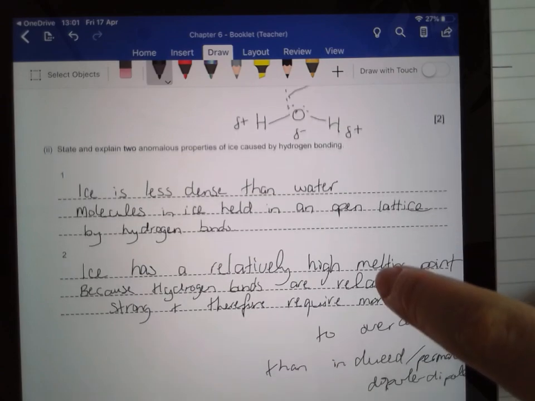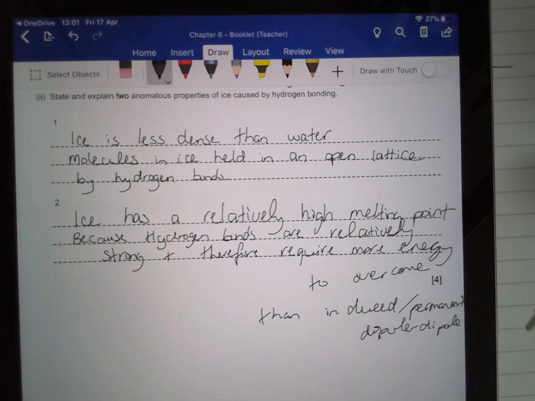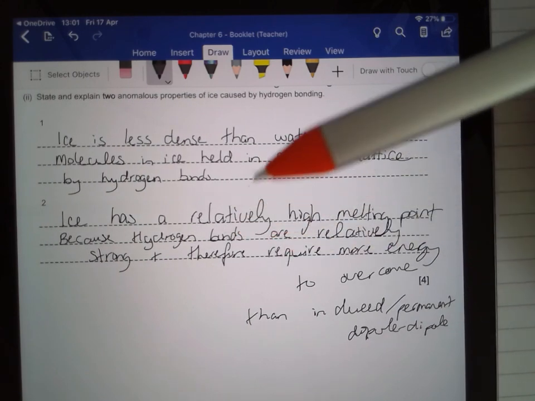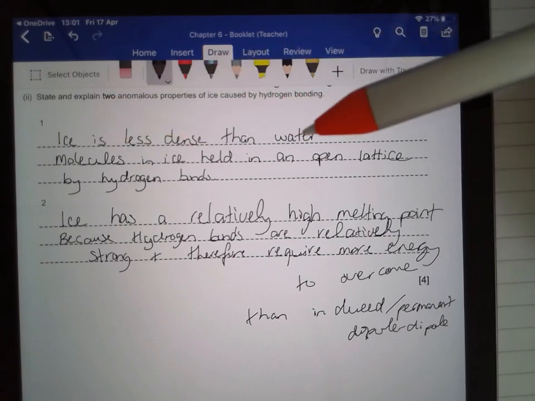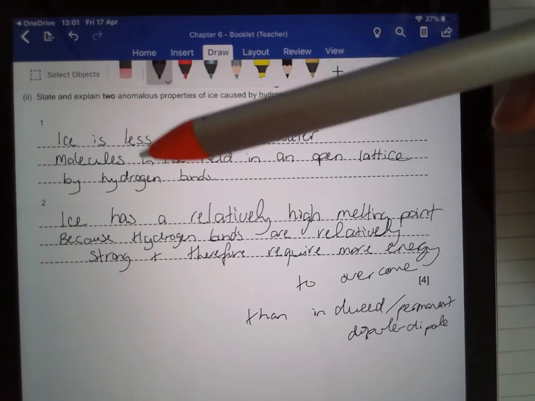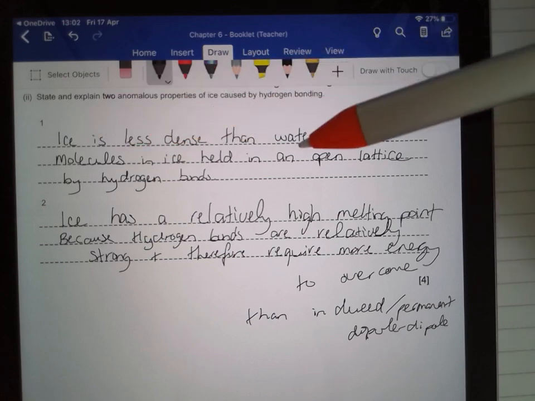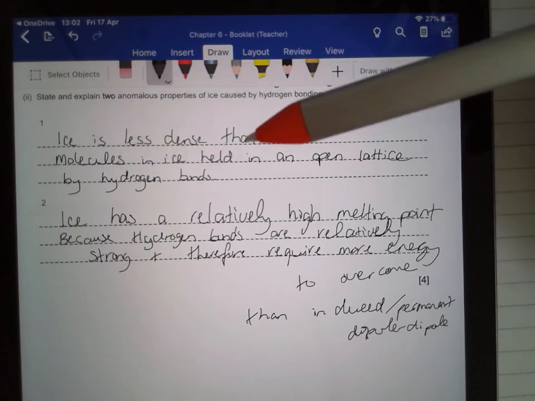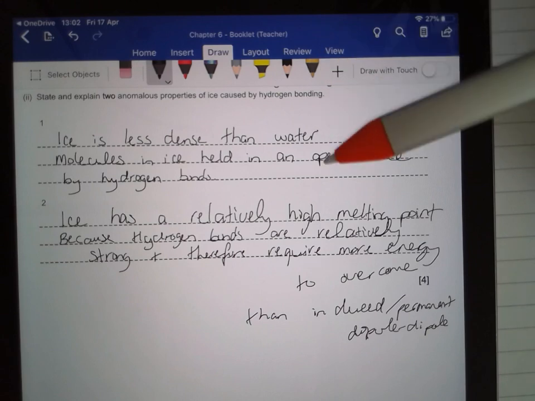The next question was on the anomalous properties of ice caused by hydrogen bonding. According to the mark scheme, this was really poorly answered. Okay, it said that the first part was okay. So one of the properties is that ice is less dense than water. So that's you stating the property. You'd have to explain that property. So why is that ice less dense than water? And the reason is because molecules in ice are held in an open lattice by the hydrogen bonds. Okay, so open lattice or open structure, or molecules in ice are held far apart by those hydrogen bonds. Okay, and that will get you 2 marks.